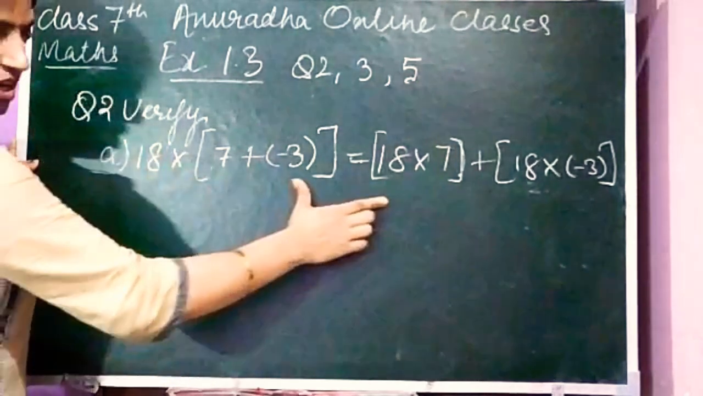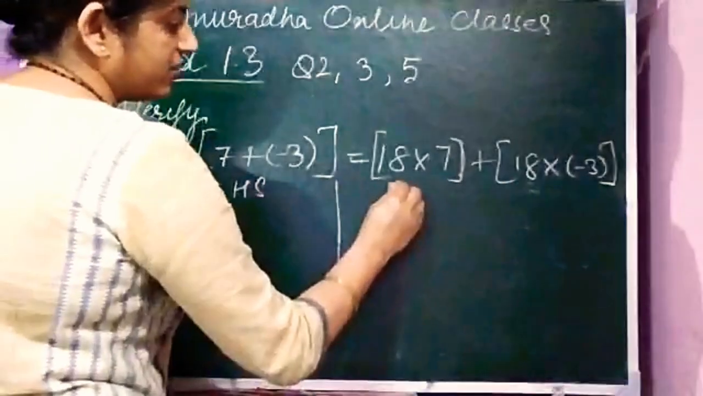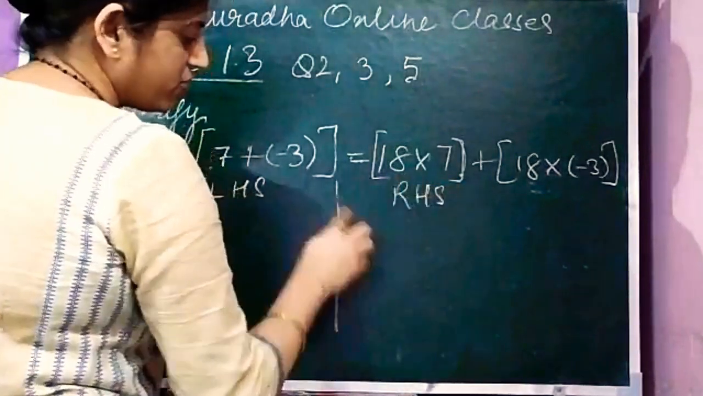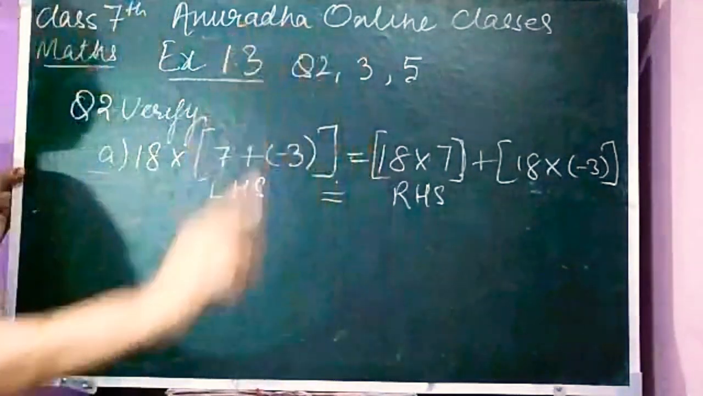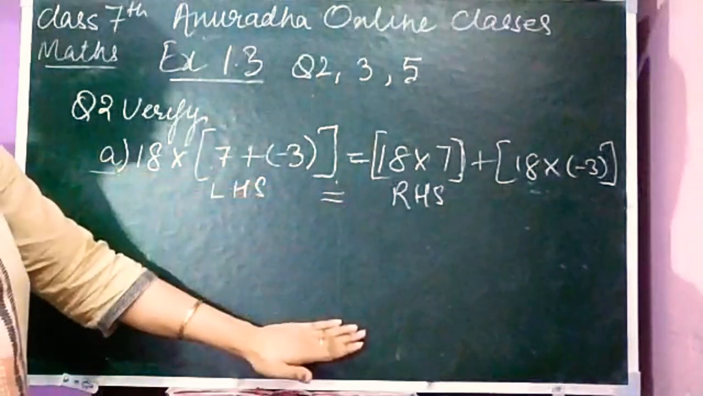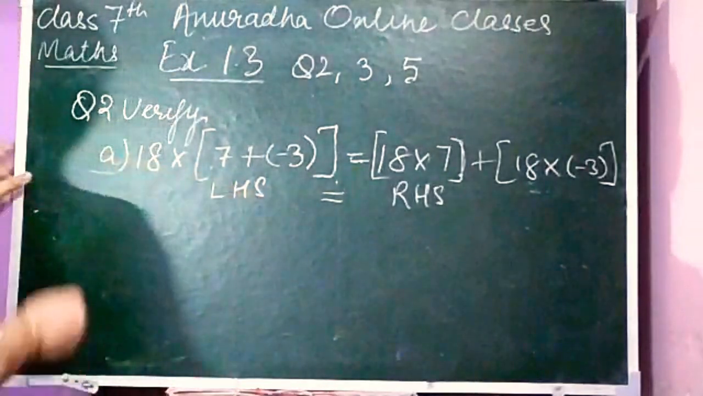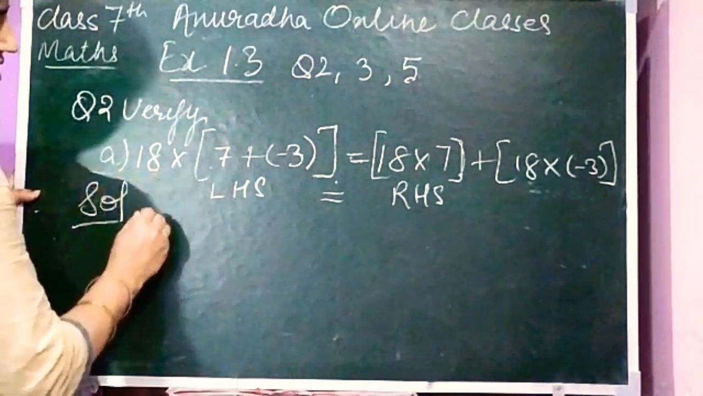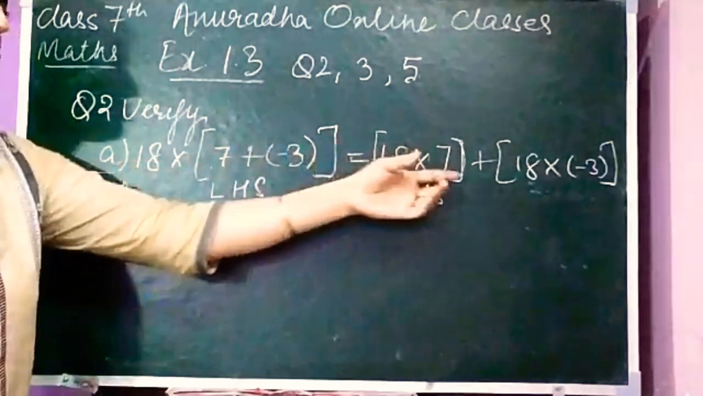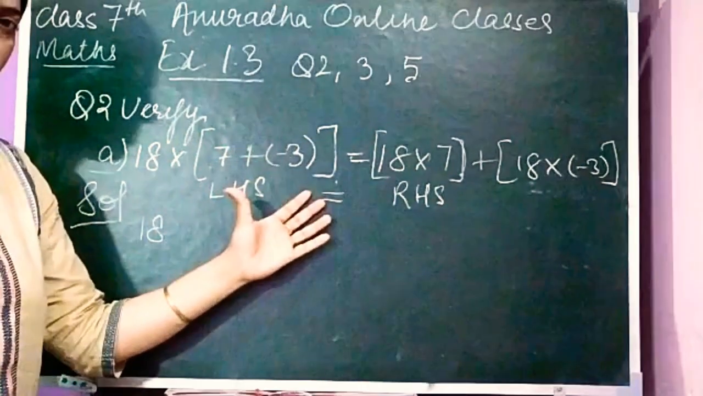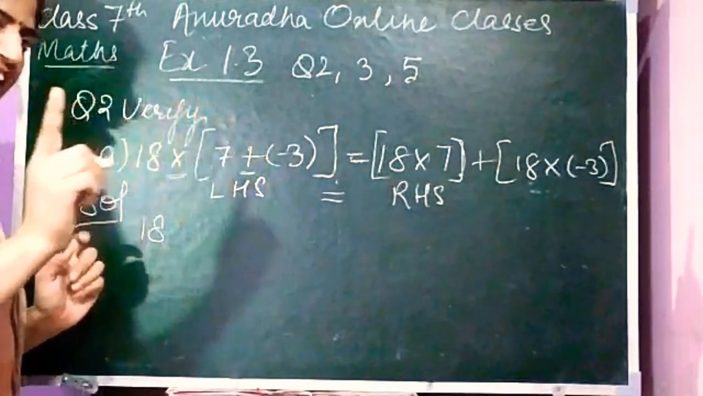For verification, always do like this. Write down one side LHS and another side RHS, or if you don't want to write that, put equal to. Solve it. If both are not equal, just cancel. Okay, so let us start. Firstly, I'll tell you which property is used here. Look here, it is distributive property of multiplication over addition.